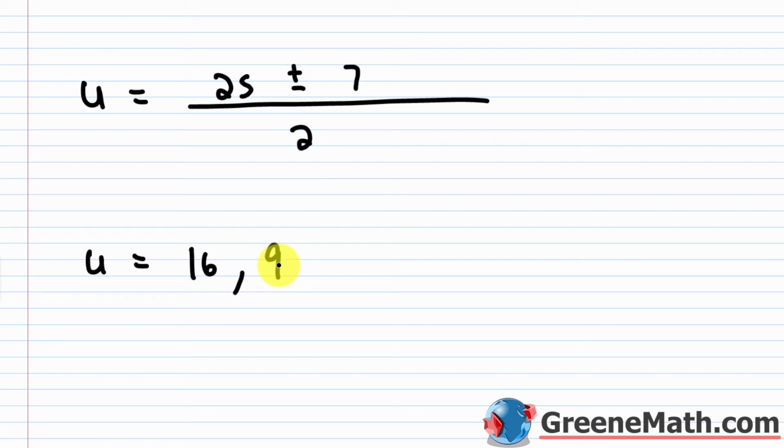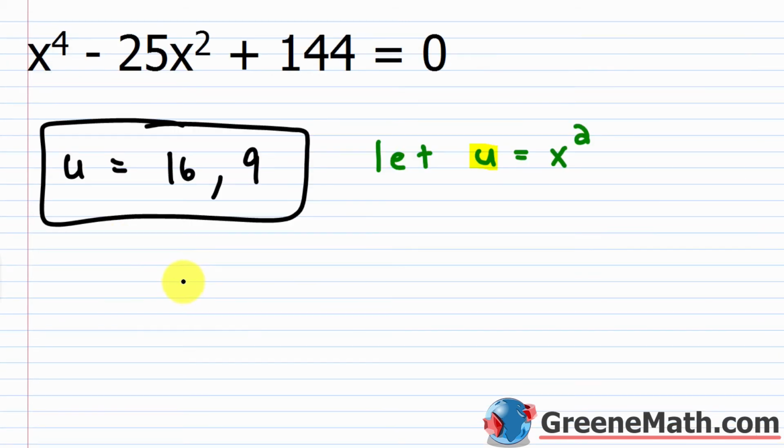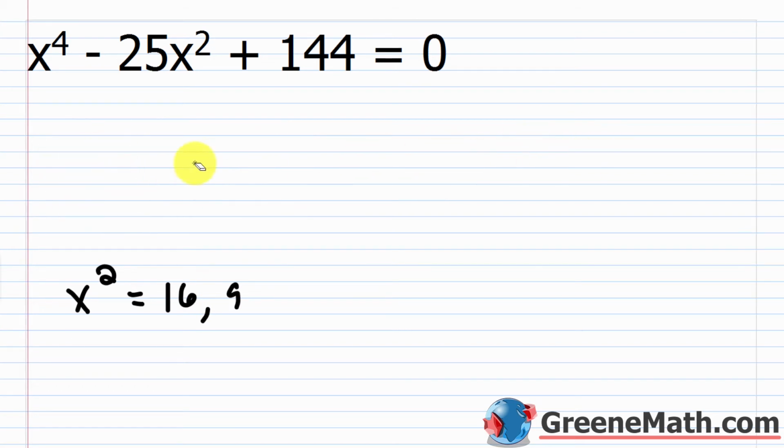So here's the problem. A lot of students get to this step and they go, I've got my answer, I'm done, and they move on to the next problem. You're not finished because the original equation was in terms of x, not in terms of u. So you've got to go back and substitute again. Initially we said that u was equal to x squared. So since u equals 16 or 9, I can say that x squared is equal to 16 or 9. So now I can erase this, I don't need it anymore.